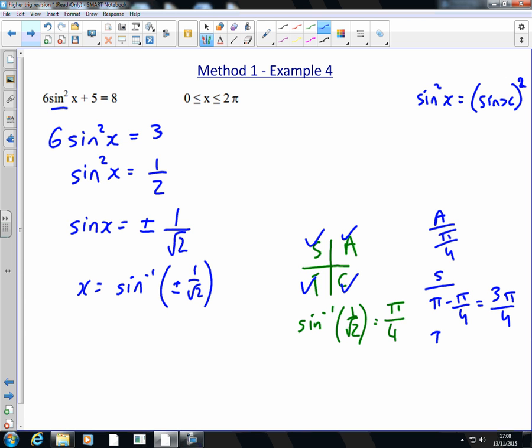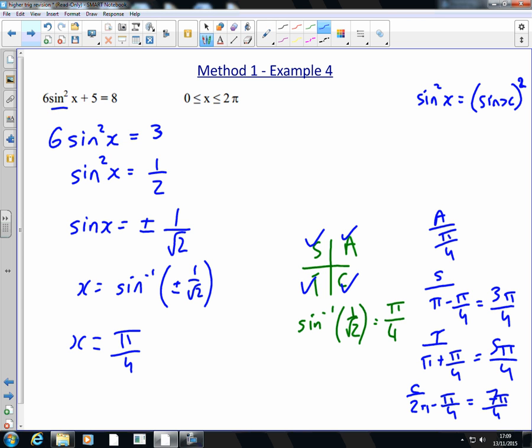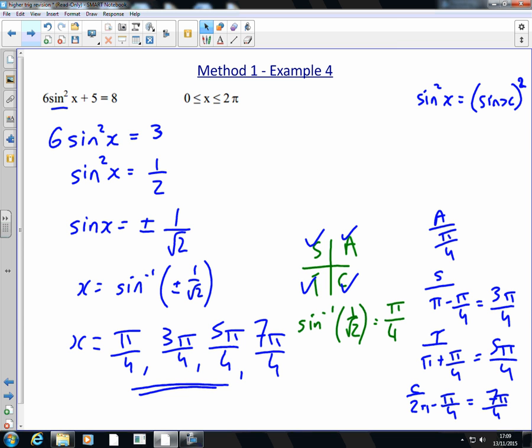The tan is pi plus pi over 4, which is 5 pi over 4. And lastly, the cos, which we'll sneak in down here, is 2 pi subtract pi over 4, which is 7 pi over 4. Okay, so my 4 answers there are x is pi over 4, 3 pi over 4, 5 pi over 4, and 7 pi over 4. That's me found x. No more working to do. That's me done. Okay, so that's how you deal with a squared.